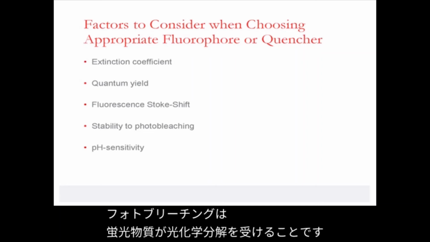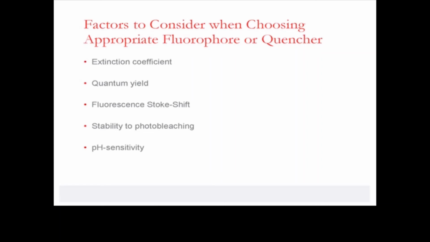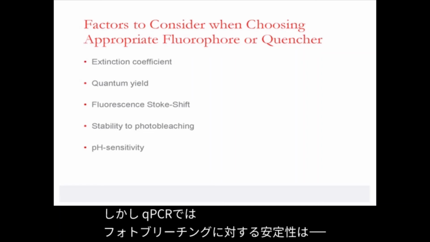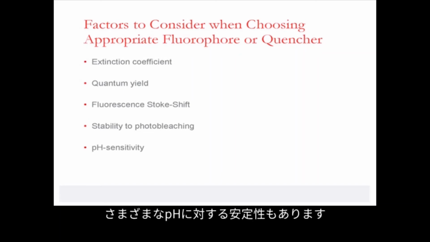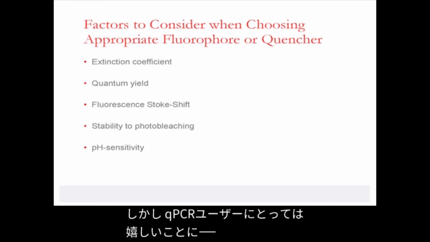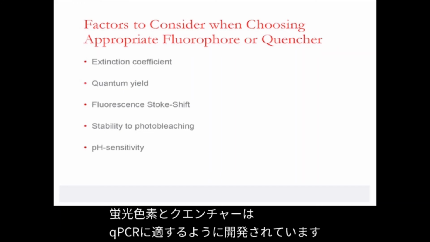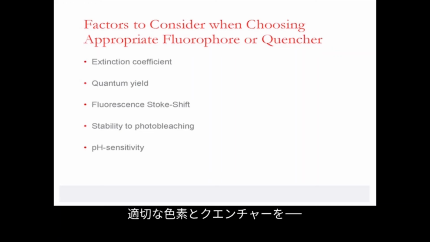Photobleaching is the photochemical degradation of the fluorophore. However, stability to photobleaching is not as important for qPCR applications as it may be for other applications. Stability to varying pH conditions. However, fortunately for us as qPCR users, fluorophore dyes and quencher molecules have been developed that are very well suited for qPCR applications, and it is often a matter of simply selecting appropriate dyes and quenchers from a prepared table of pre-selected entities.